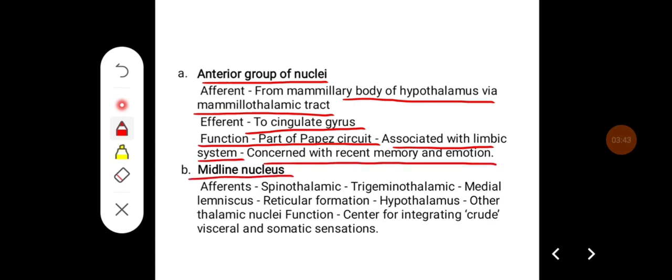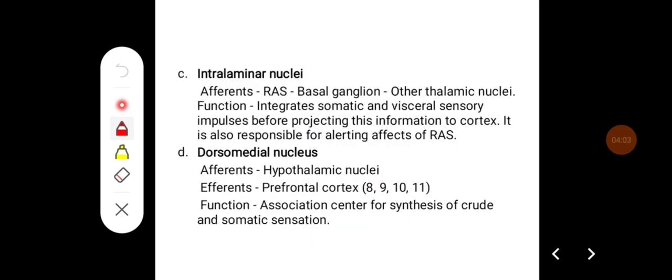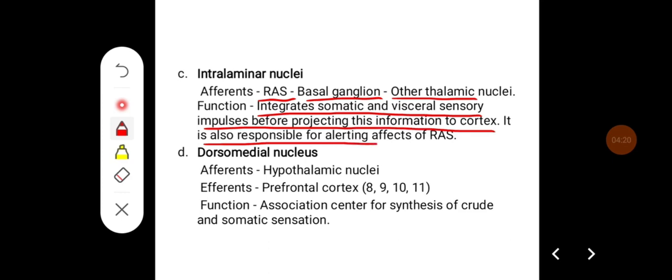For the midline nucleus, the afferents are usually spinothalamic, trigeminothalamic, medial lemniscus, reticular formation, hypothalamus, and other nuclei. Its important function is that it is a center for integrating crude visceral and somatic sensation. For the interlaminar nuclei, afferents usually arise from the reticular activating system, basal ganglia, and other thalamic nuclei. Its important function is to integrate somatic and visceral sensory impulses before projecting this information to the cortex. It is also responsible for the alerting effects of the reticular activating system.